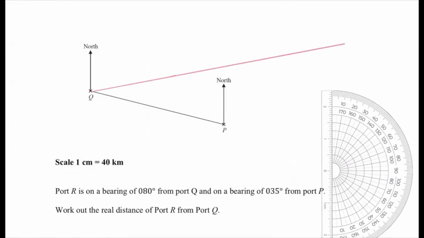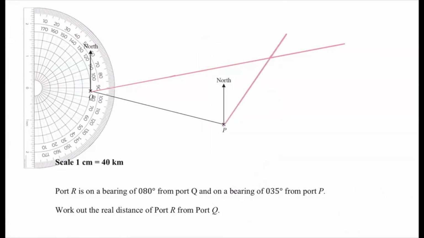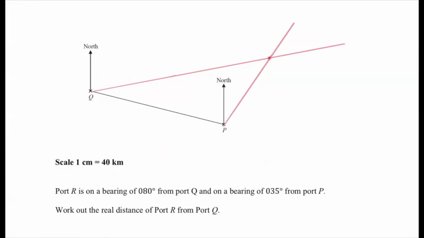Now, I don't know how long I need to make it. That's why I'm just drawing a long line. I know that the port I'm looking for is somewhere along this line. Now, I'm going to repeat that for the bearing of 35 from P. Wow, look at that. That virtually crosses it in the spot of the edge of the protractor. Now, the crossing point is where the port is. It's along this path somewhere, and when it's along this path somewhere, where they cross is the exact position of R. I've got to measure the real distance of port R from port Q, so from here.